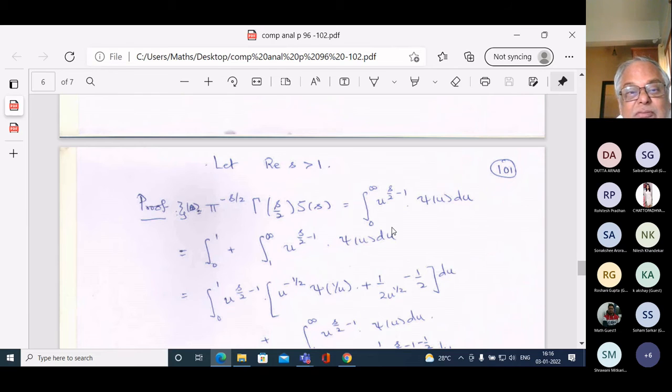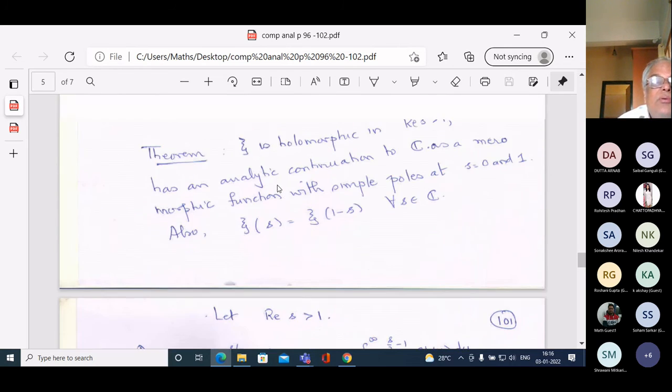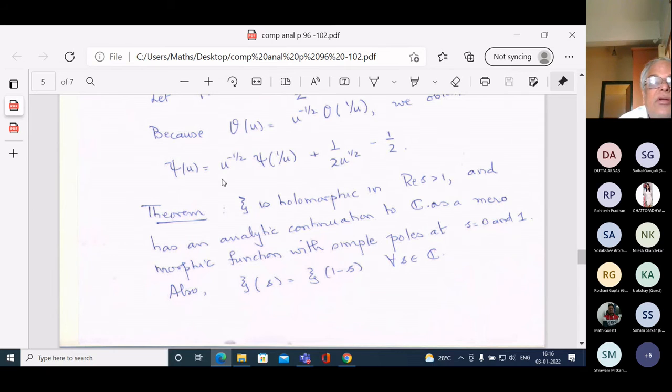So in the first integral from 0 to 1, I do a change of variables. No, sorry, from 0 to 1, I don't yet do the change of variables. I have psi of u. But what have I proved about psi of u? Where am I? Here. Psi of u is like this. Psi of u is related to psi of 1 by u. And then you have various terms.